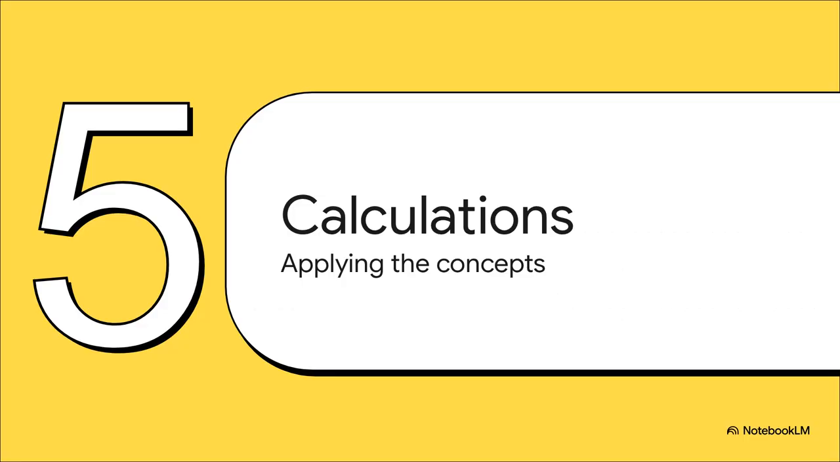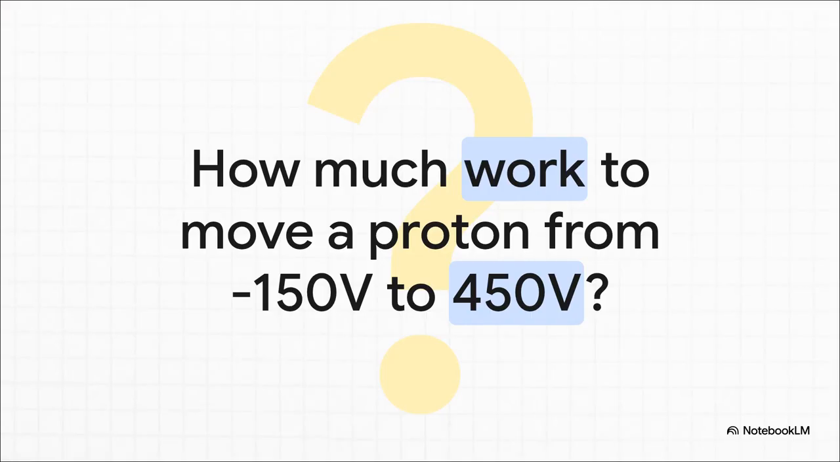Okay, theory is one thing, but let's put this into practice. We're going to walk through a couple of examples to see exactly how you apply these formulas and ideas to solve real problems. All right, here's our first problem. We've got two spots in space, A and B. We know their potentials. First, we need to find the potential difference between them, and then figure out how much work it would take to move a single proton from the low point, B, to the high point, A.